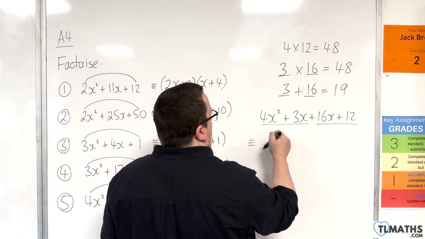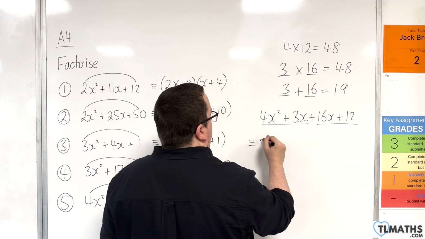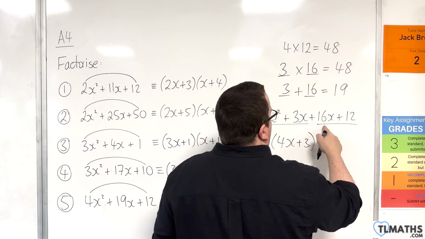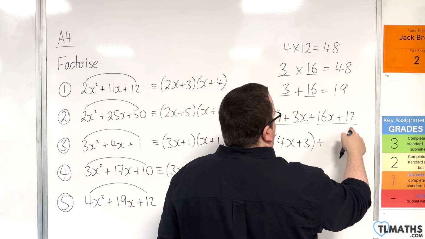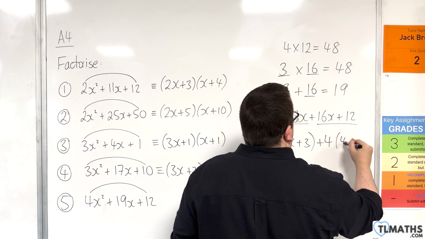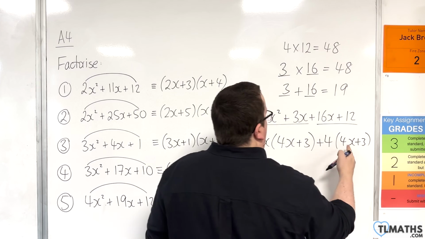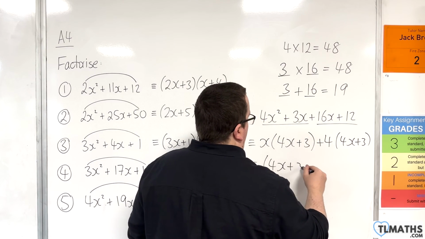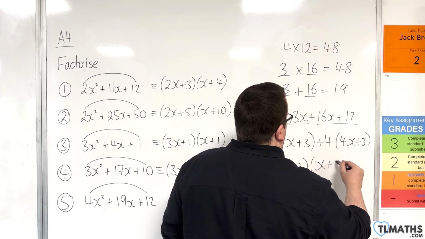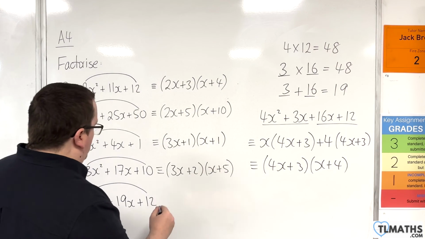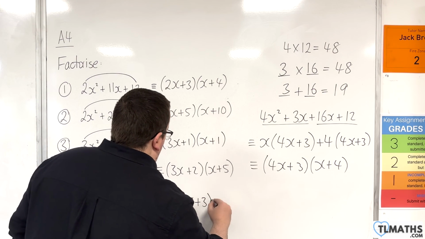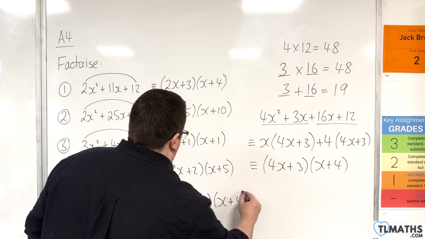Okay, so 4x squared and 3x, we can factor out the x. So 4x plus 3. 16x and 12, we can factor out 4. 4x plus 3. So we've got the same bracket. So 4x plus 3 and x plus 4. And we're done.